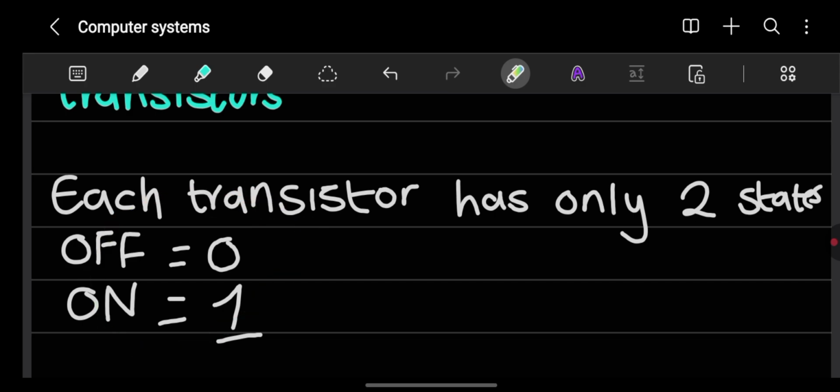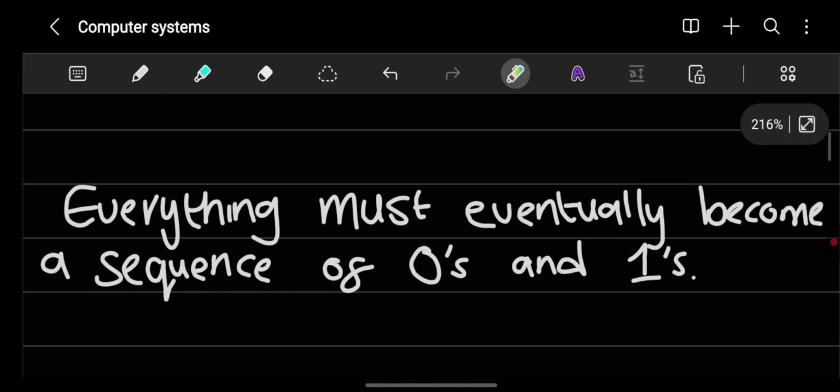So this means the computer's entire language consists of zeros and ones. By everything, I basically mean your numbers, letters, music, photos, and videos must eventually become a sequence of zeros and ones, and that's basically why we study data storage.